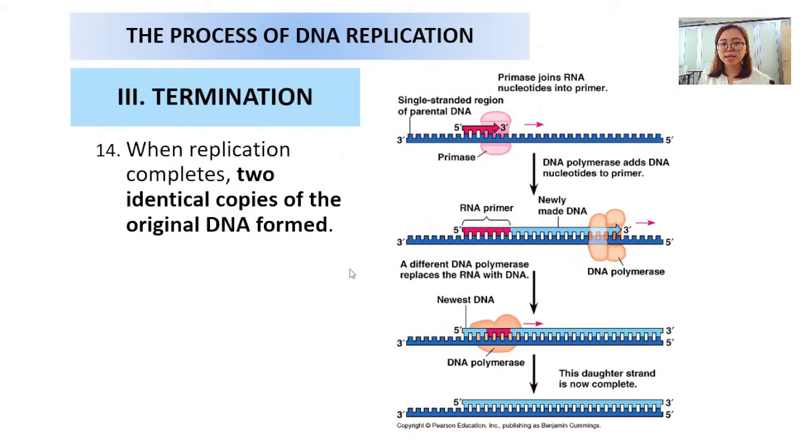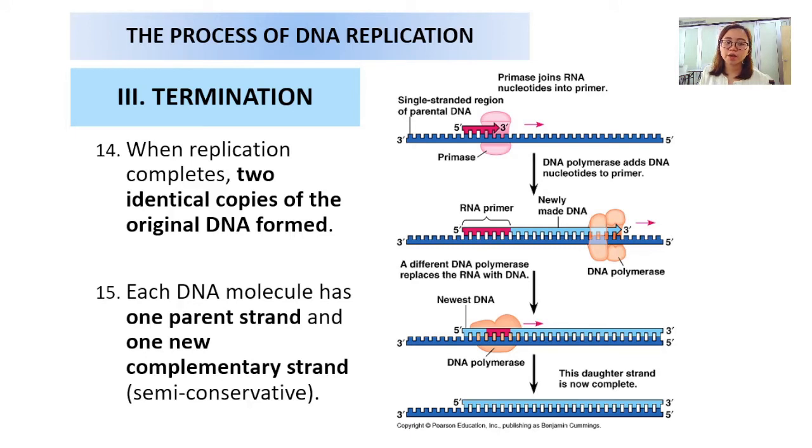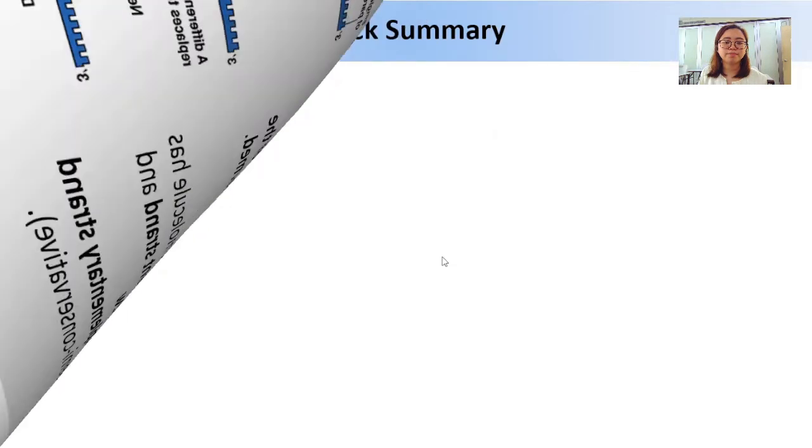When will this DNA replication end? It will end at termination, which is when replication is complete. Proses ini akan berterusan sehingga seluruh DNA itu sudah siap disalin. It will continue until replication completes, where you will have two identical copies of the original DNA. Each DNA molecule will now have one parent strand and one new complementary strand, according to the semi-conservative model.